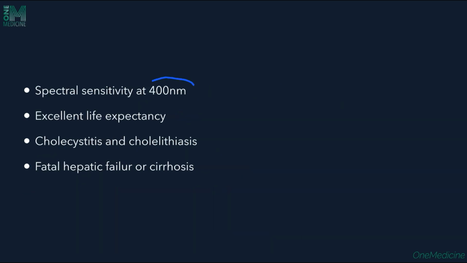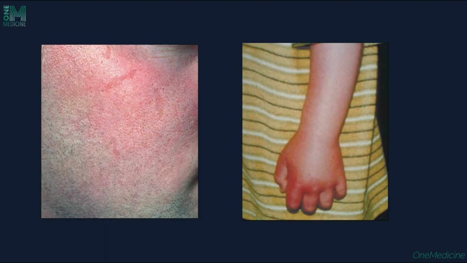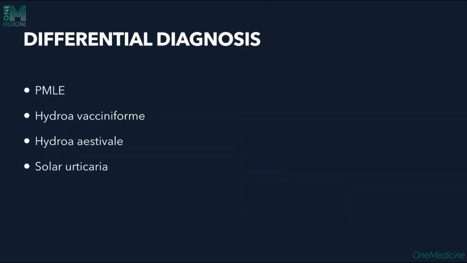Spectral sensitivity is seen at 400 nanometers. They have an excellent life expectancy, though associated cholecystitis, cholelithiasis, and hepatic cirrhosis can also be present. So these are the superficial scars on the face in a patient. This is the edematous hand, initially presenting like this. Differential diagnosis can be polymorphic light eruption, hydroa vacciniforme, and solar urticaria.